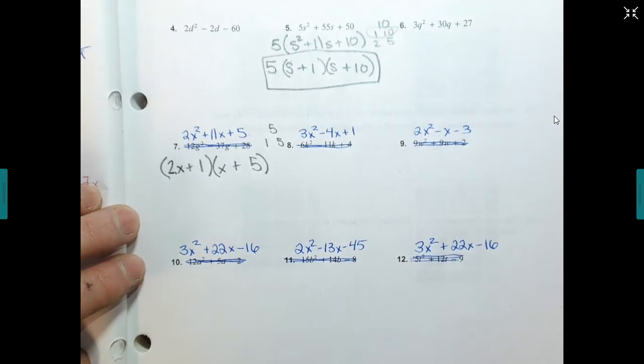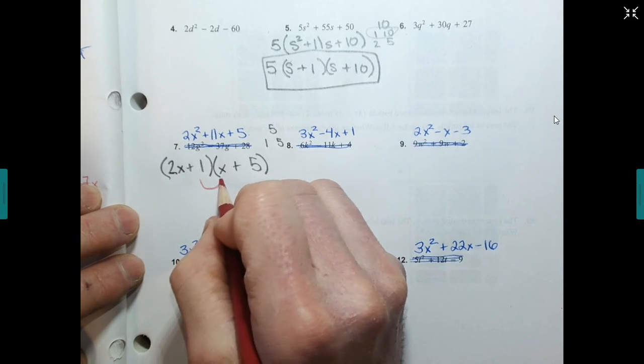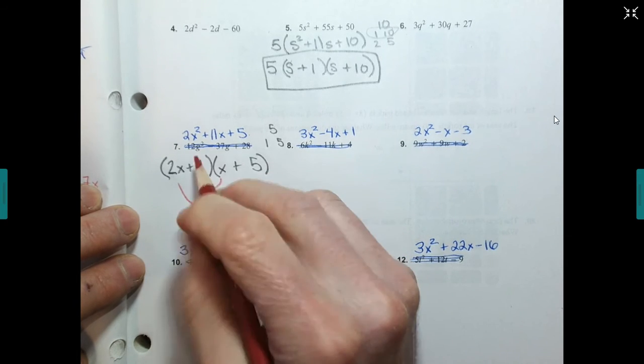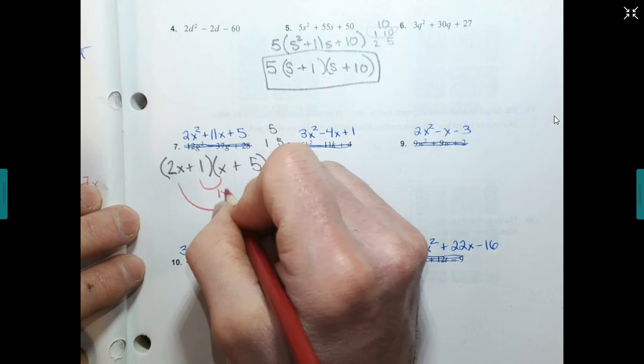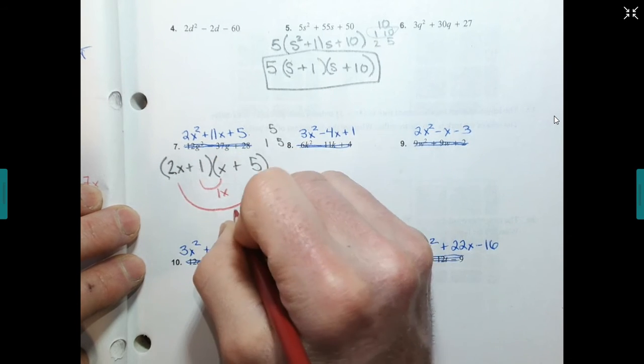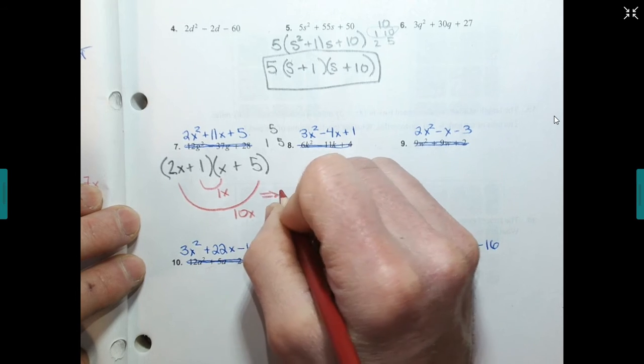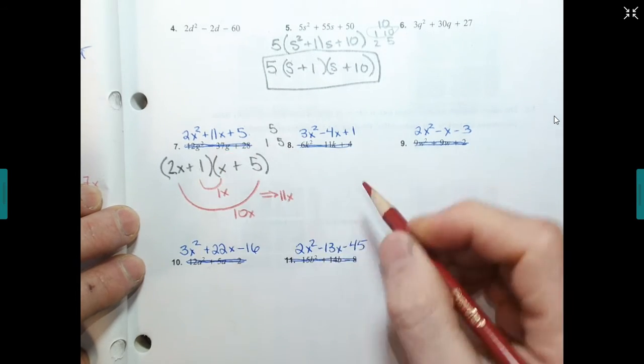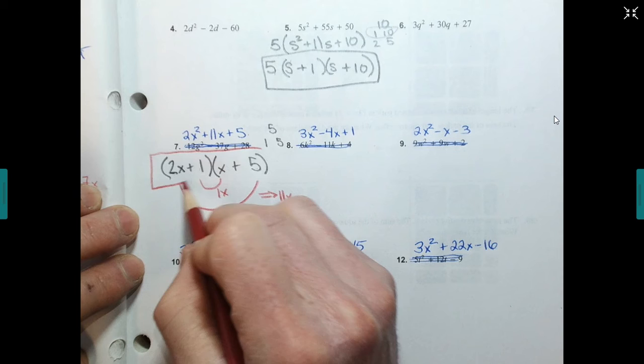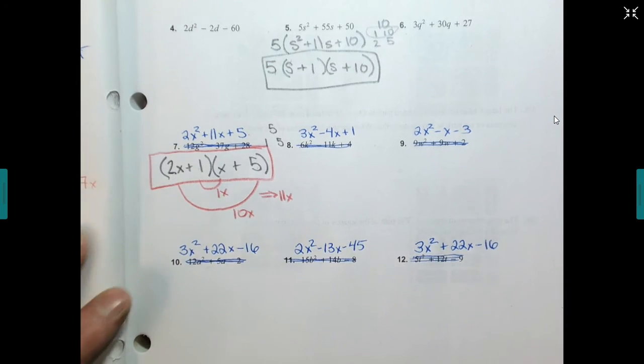But I have to check with my double smiley face. 1 times 1x is 1x. 2x times 5 is 10x. So that gives me 11x, which is there. Ding, ding, ding, ding, ding. So that is correct.